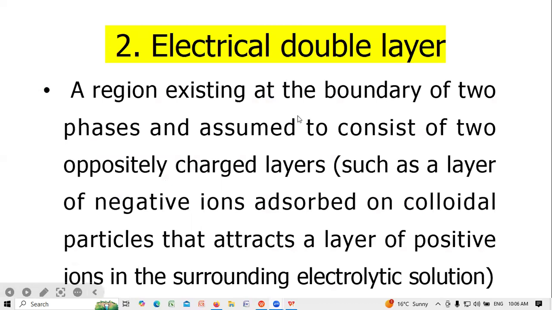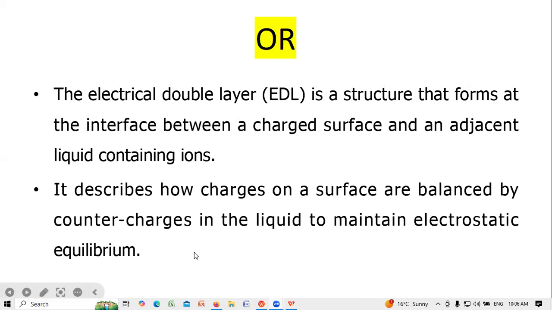Electrical double layer: it originates at the boundary of two phases and is assumed to consist of two oppositely charged layers, such as a layer of negative ions adhering to colloidal particles that attracts a layer of positive ions in the surrounding electrolytic solution. The electrical double layer is a structure that forms at the interface between a charged surface and an adjacent liquid containing ions. It describes how charge on the surface is balanced by countercharge in the liquid to maintain electrostatic equilibrium.